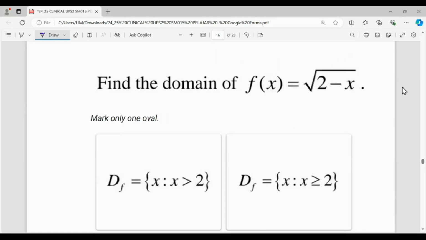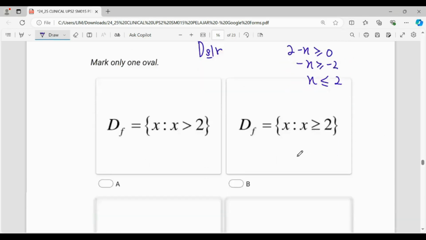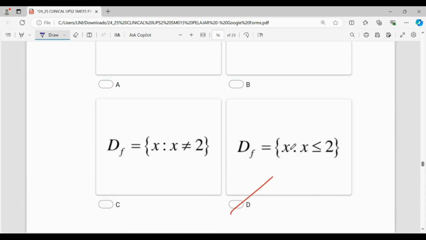Find the domain for this set. So the domain we calculate for this as ℝ. Inside the set here, we have 2 - x greater than or equal to 0. When you divide by a negative, we need to change the sign. Therefore, it is x less than or equal to. Here we have our option.